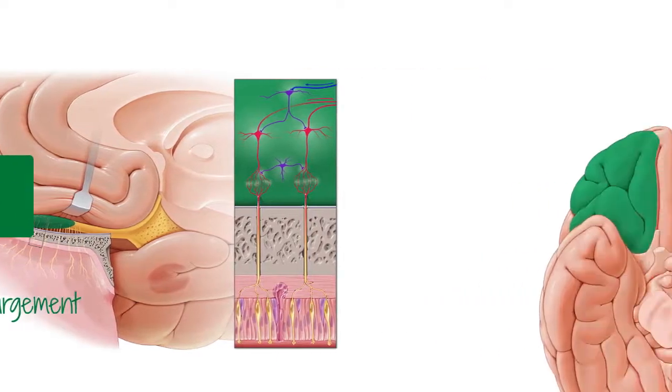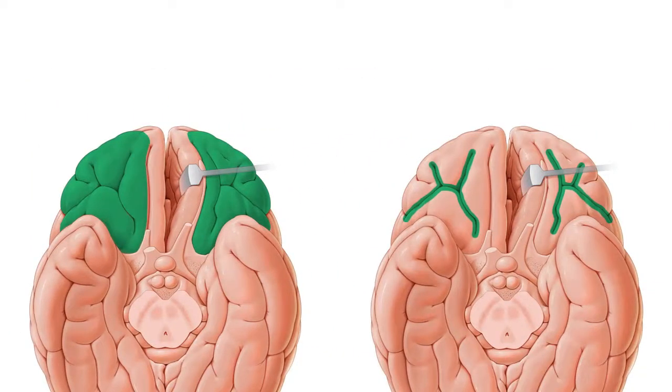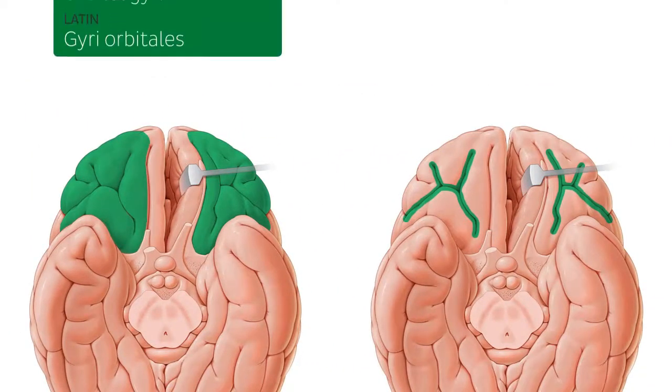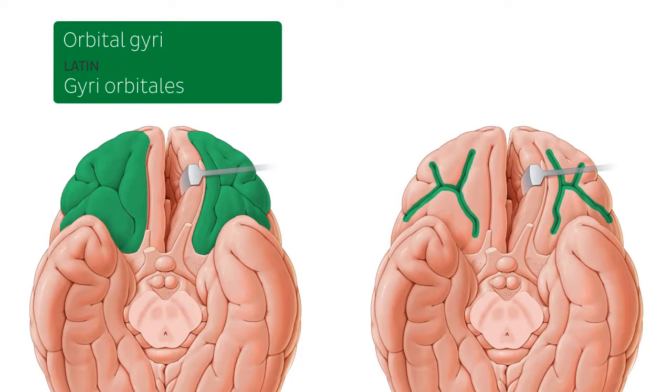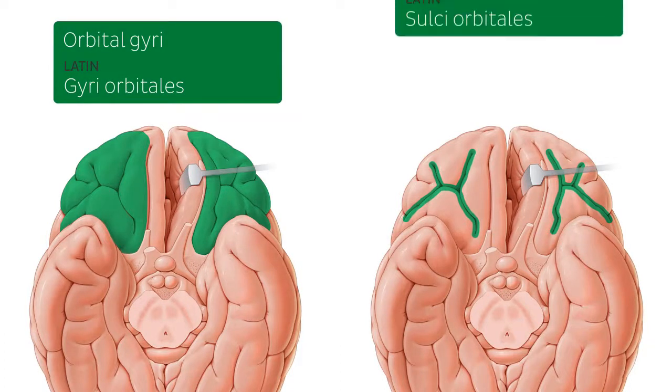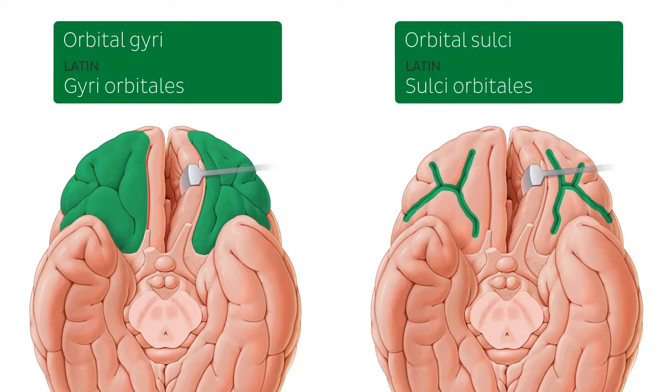On the next slide, we're going to be highlighting two structures here. On the left side, we find the orbital gyri, and on the image on the right side, we see then the orbital sulci. We're still looking at the anterior part of the brain from a basal view, and notice here that on the orbital gyri, we find then these structures, which are known as the orbital sulci.